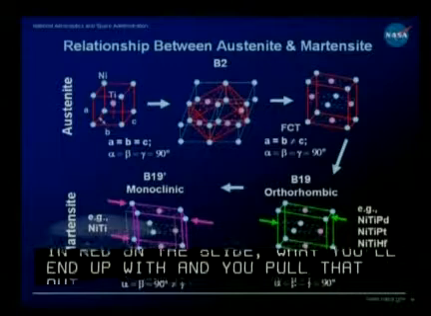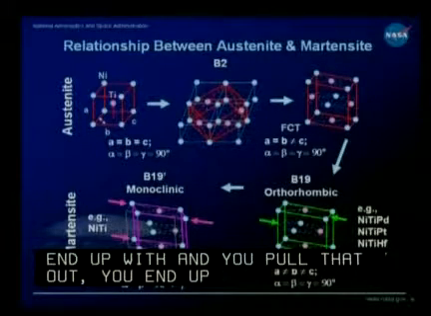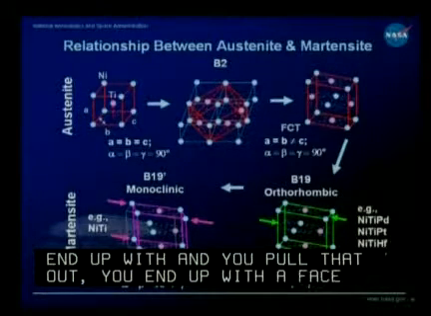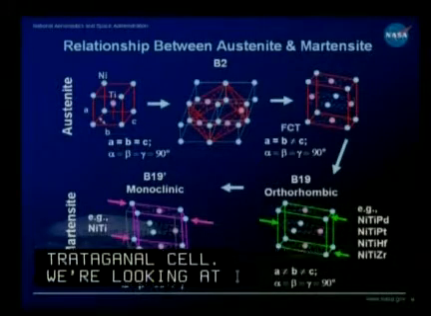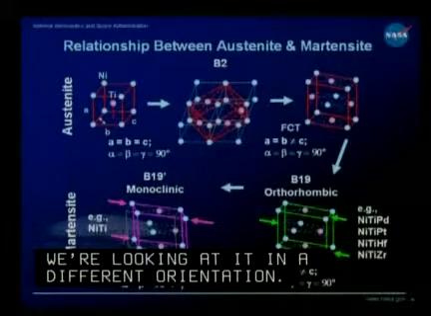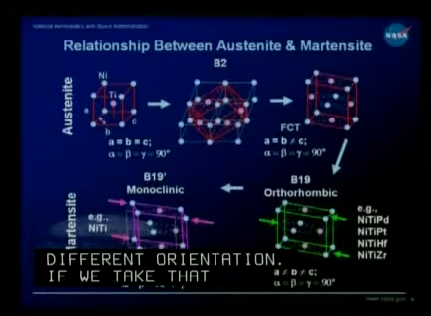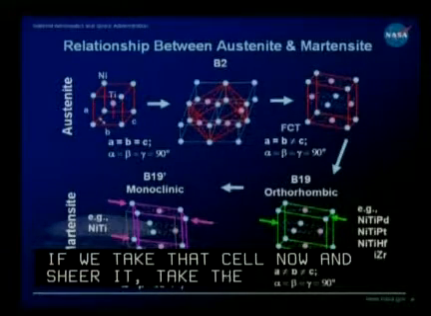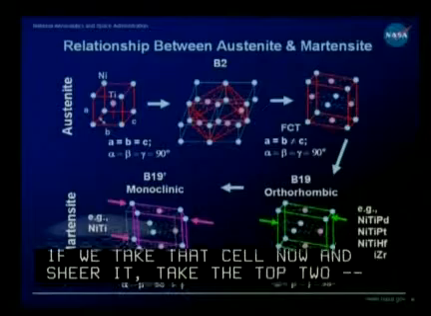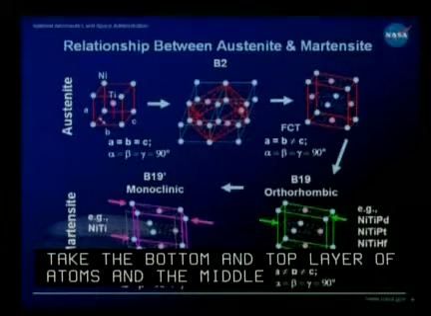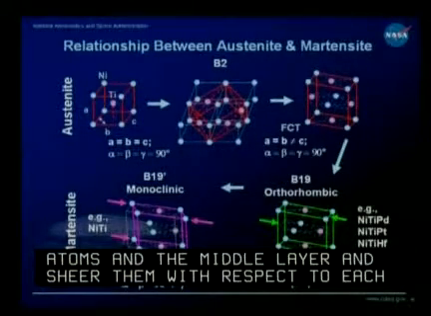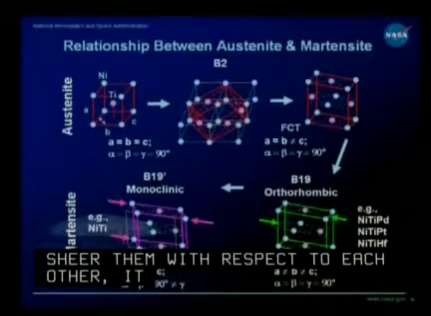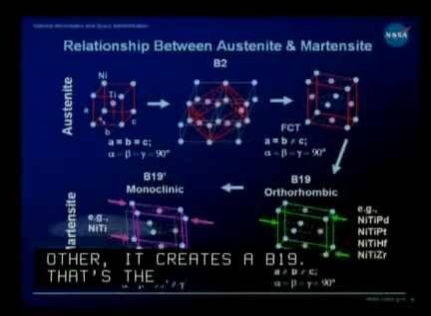We haven't done anything yet. This is still the original crystal structure. We haven't done anything to it. We're just looking at it in a different orientation. But if we take that cell now and shear it, and if we take the bottom and top layer of atoms and the middle layer and shear them with respect to each other, what you'll do is create an orthorhombic structure, also known as the B19. And that's the martensitic structure of a lot of the high temperature alloys that we'll be talking about later today.